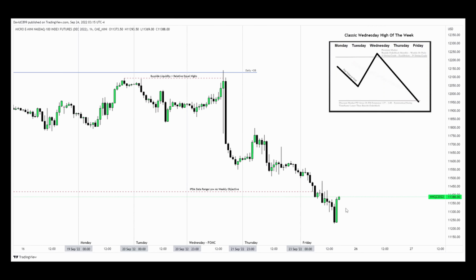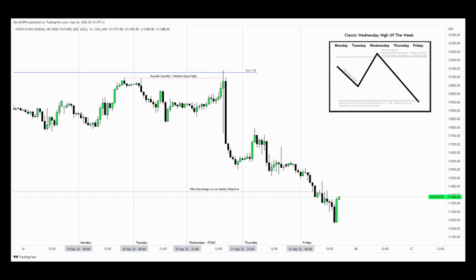Let's jump right into the 1 hour chart and the weekly profile for the E-mini NASDAQ100. We can see that price created relative equal highs with buy side liquidity above it, and also there's this bearish daily order block in a premium PD array.